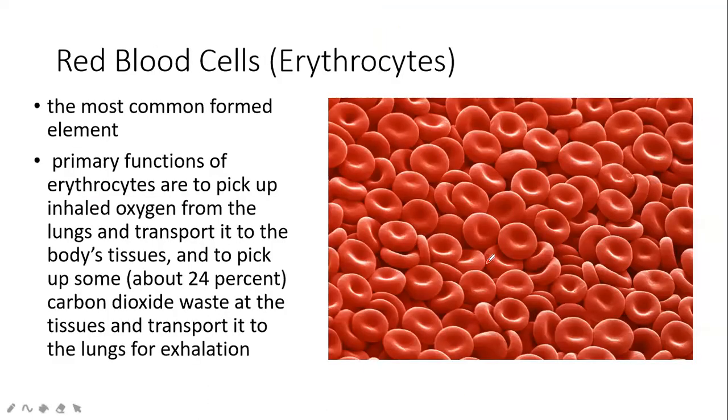Now, we discuss your red blood cell. What is a red blood cell? Red blood cell is also known as erythrocyte. This is the most common formed element. Its primary function is to pick up the inhaled oxygen from your lungs and transport it to the tissues. Then the red blood cell picks up the carbon dioxide, the waste product of your tissues, and returns it to the lungs in exchange for oxygen. That is the most important function of your red blood cell, and if it is not able to function, there will be a problem for the patient.